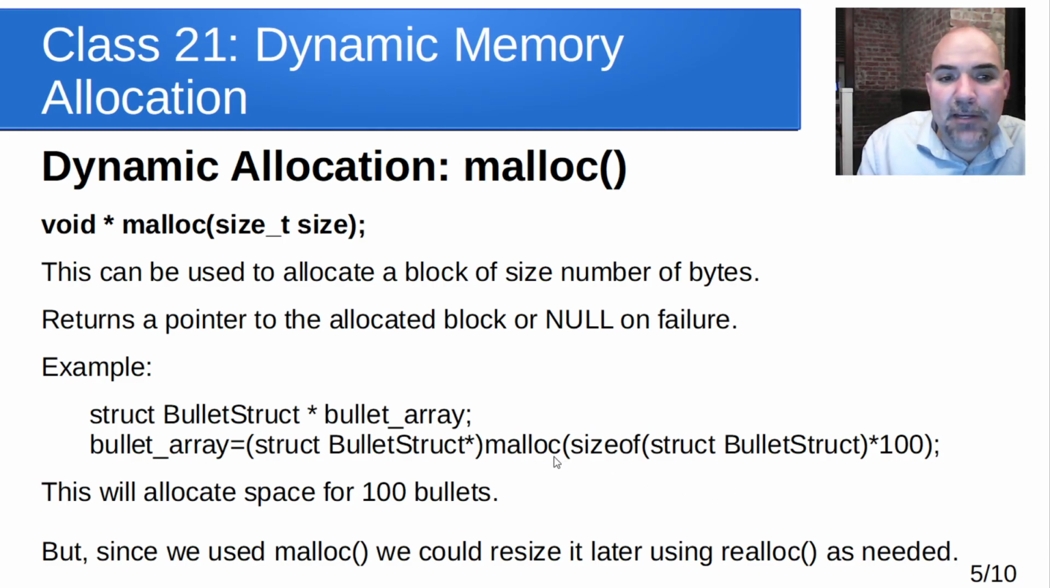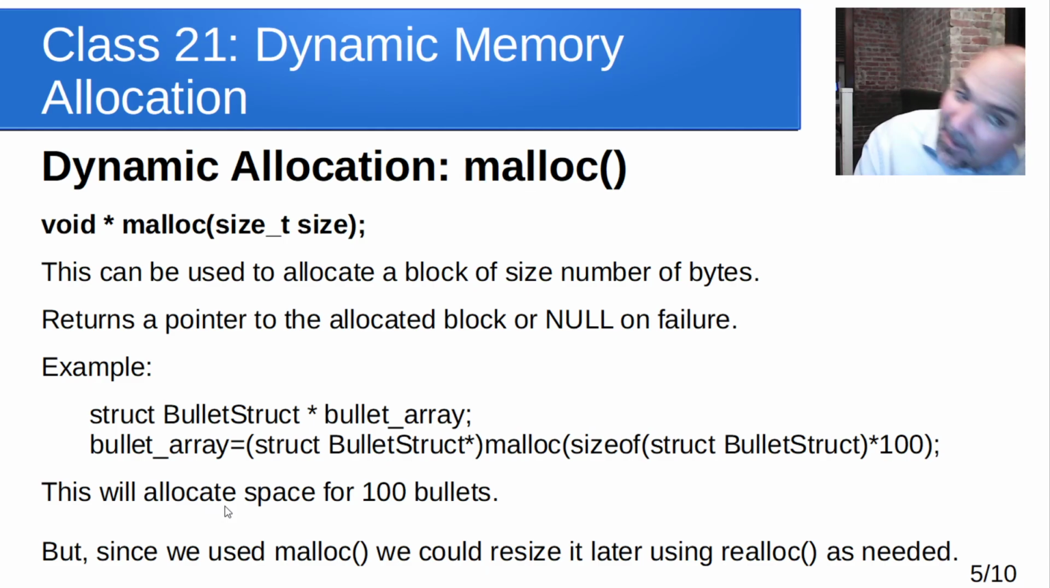And then since malloc returns a void pointer, what a void pointer is, is basically an address that has no type associated with it. That's so we could use malloc to allocate blocks of integers or blocks of floats or blocks of structures of this bullet type. We can use it for any kind we want, so it returns just a generic pointer. But to avoid a warning about assigning a pointer with no type to this bullet array pointer, we cast that to a pointer to a bullet structure.